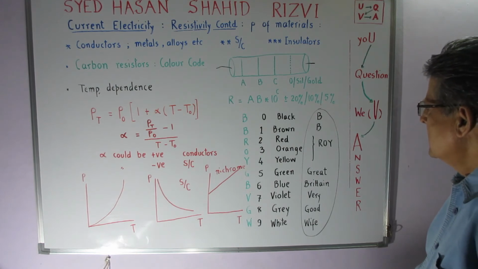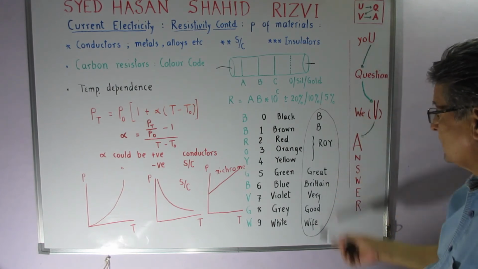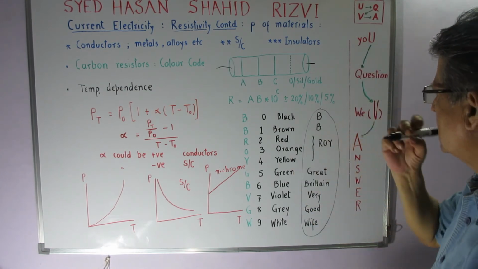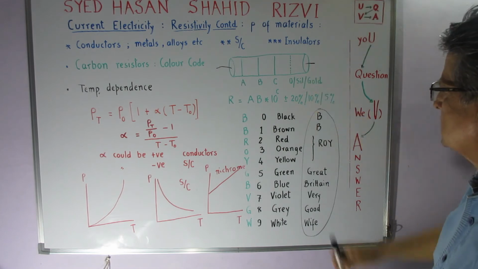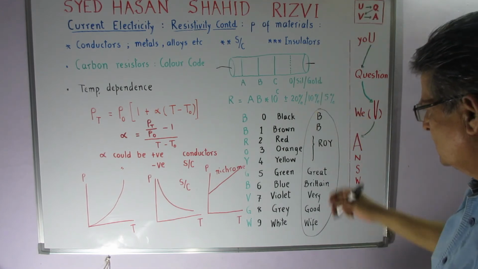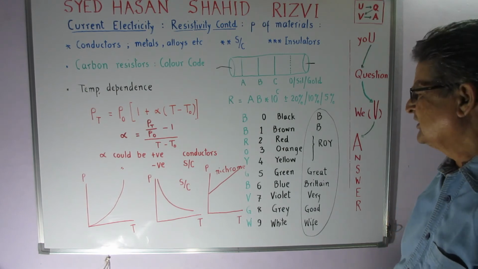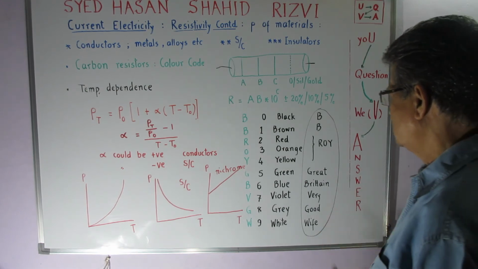Anyway, it's a good method of remembering these numbers, and looking at the tray of resistors, we can find out the value which is required by us, etc. This is a very simple thing.